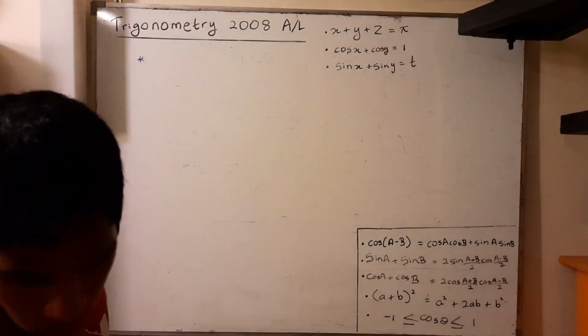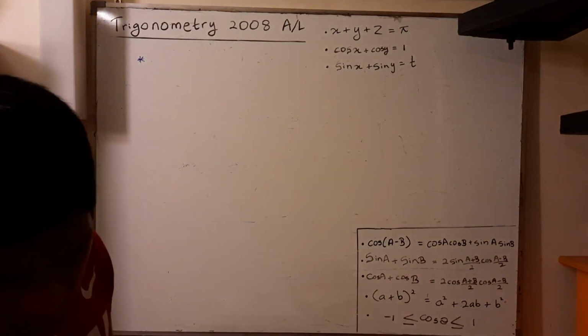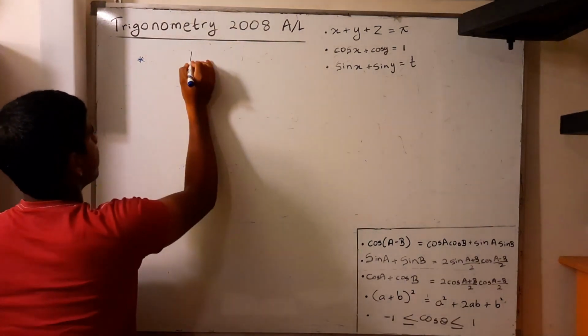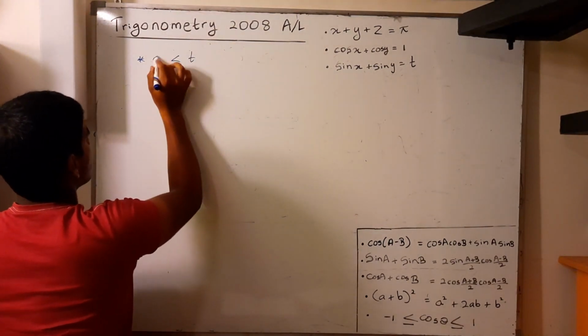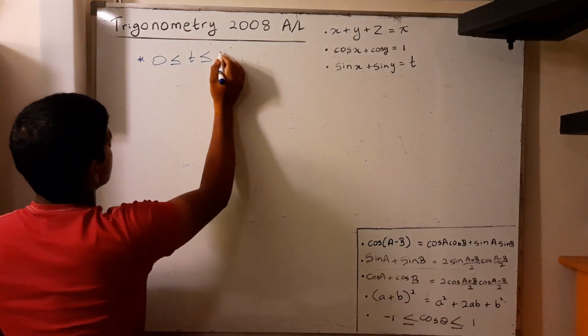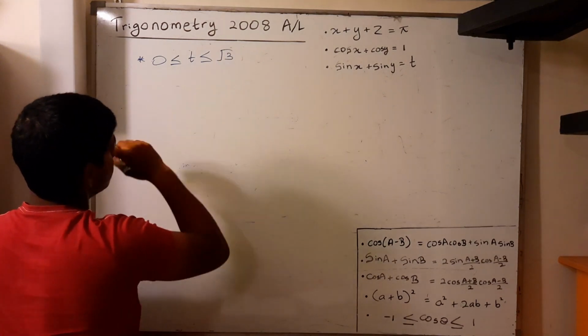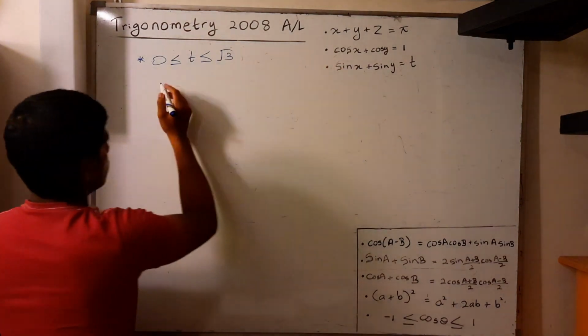So in Roman number 2, we've been asked to show that t is greater than or equal to 0 and less than or equal to root 3. So once again, I'm going to take these two equations.